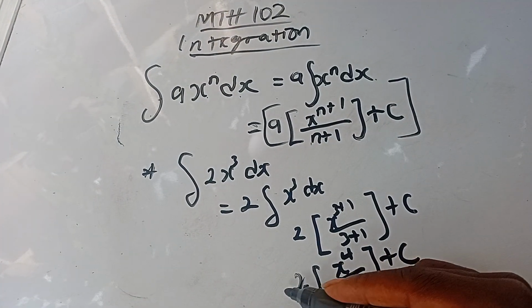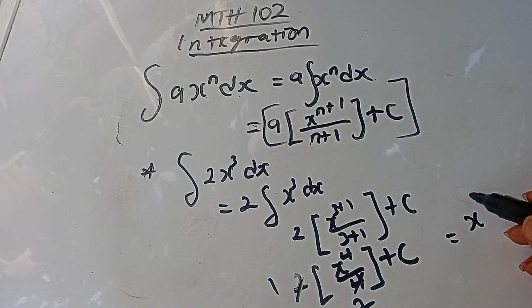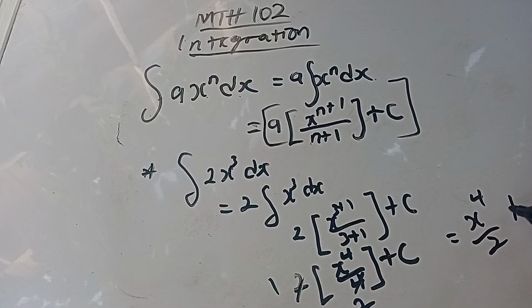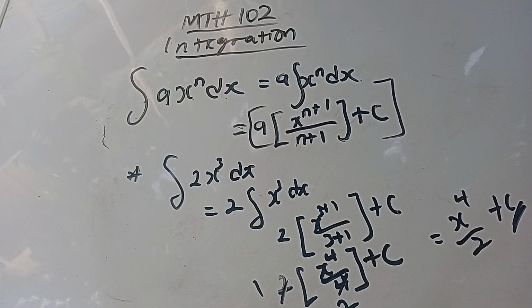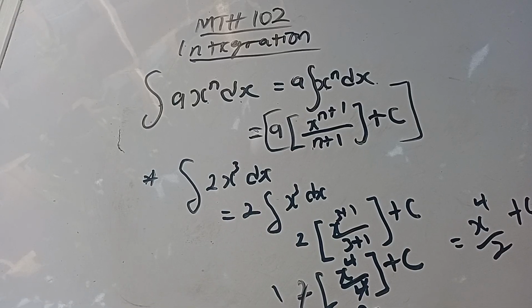Now 2 here, 2 in 4, 2. So this becomes x raised to power 4 over 2 plus c. So that's the answer: x raised to power 4 over 2 plus c. Those are the basic rules that we need to be familiar with.